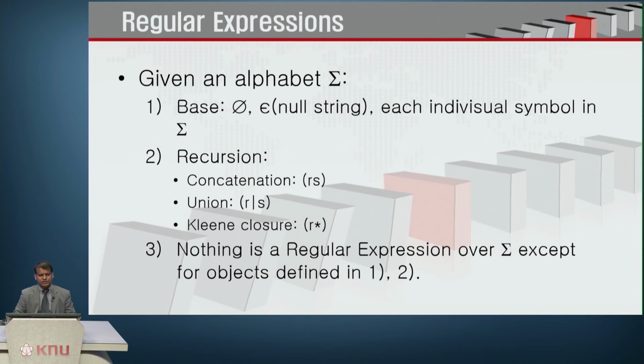The regular expressions used here are like this: the base is the empty set, and here the element is a null string, and each individual symbol in sigma. For recursion, concatenation we say RS, union is OR, then comes the Kleene closure, and in fact the Kleene closure is something that you can see in mathematical logic and computer science.